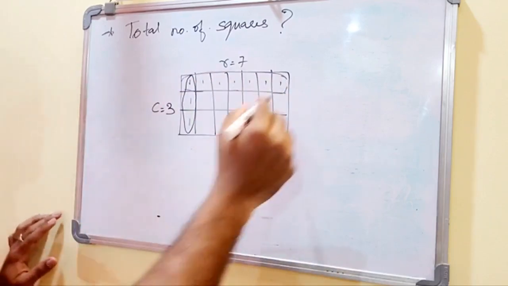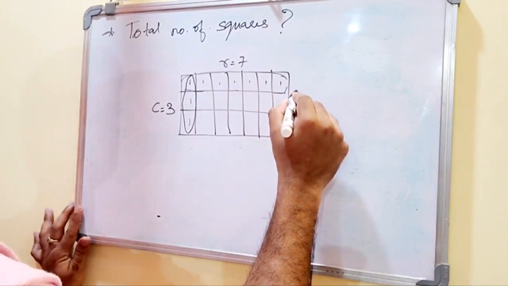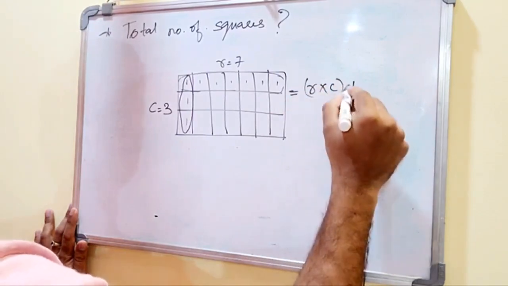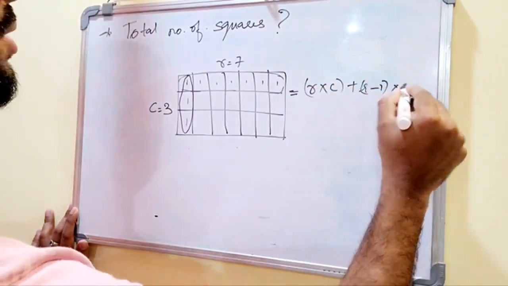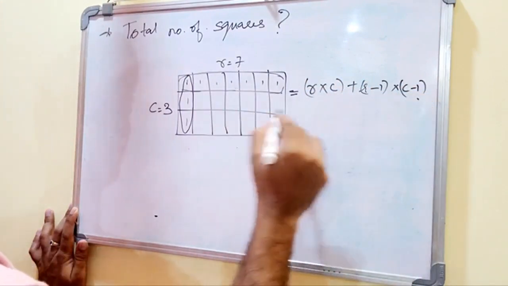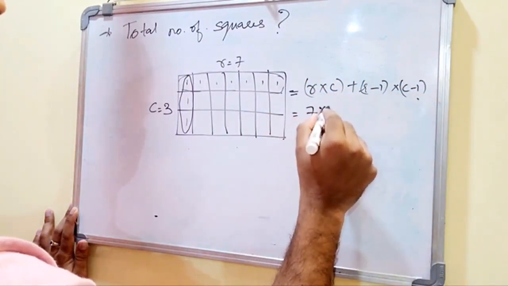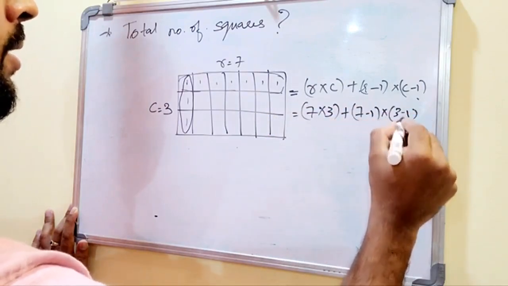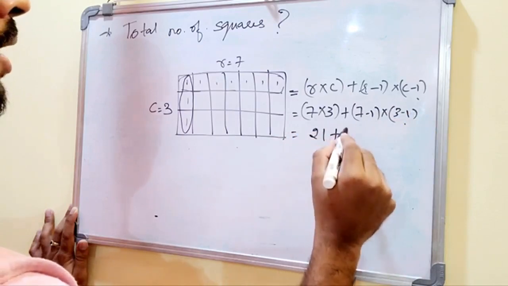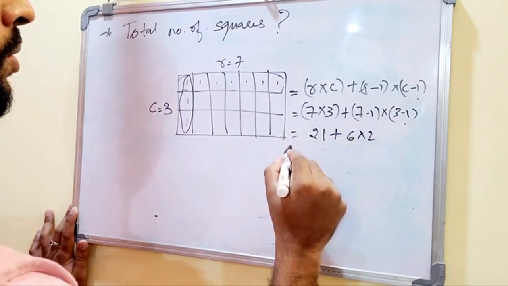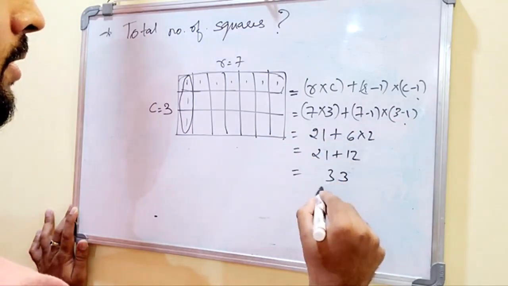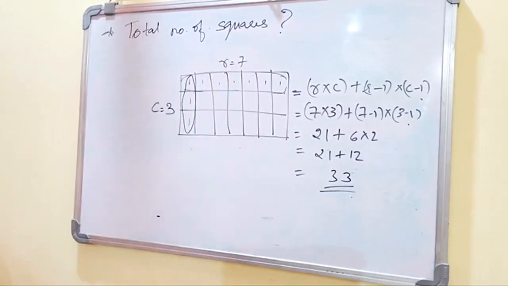Now the formula to find the total number of squares in a rectangle is R into C plus (R minus 1) into (C minus 1). Very quickly you can find the answer. 7 into 3 plus (7 minus 1) into (3 minus 1). This equals 21 plus 6 into 2, 21 plus 12, 33. So the total number of squares in the given rectangle is 33.